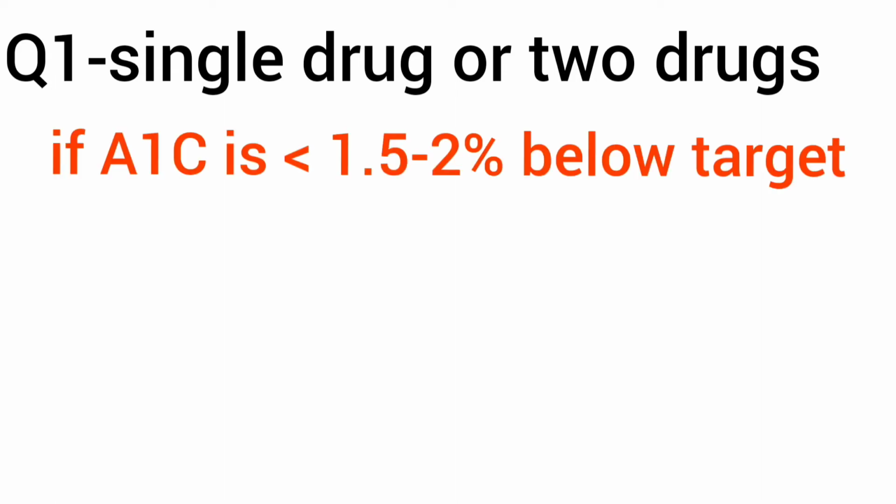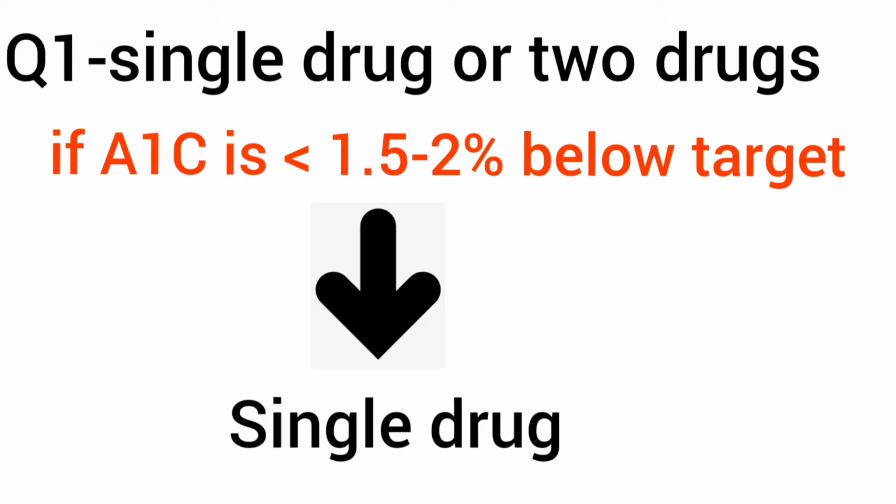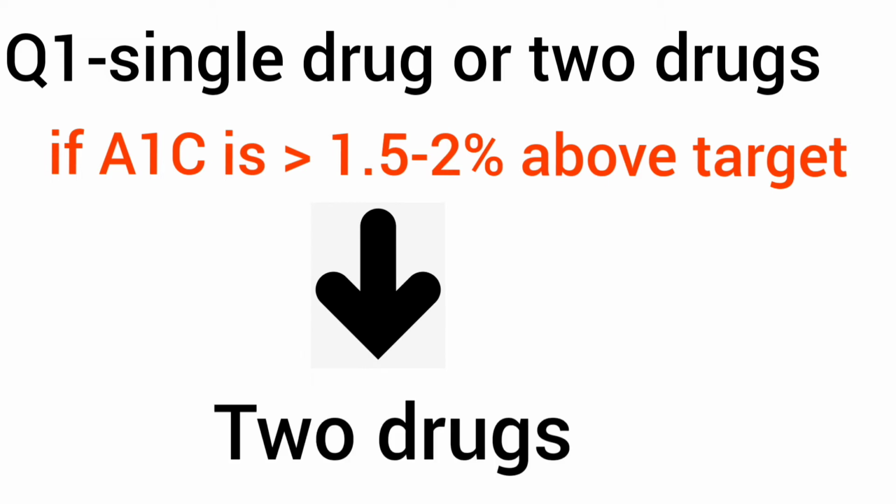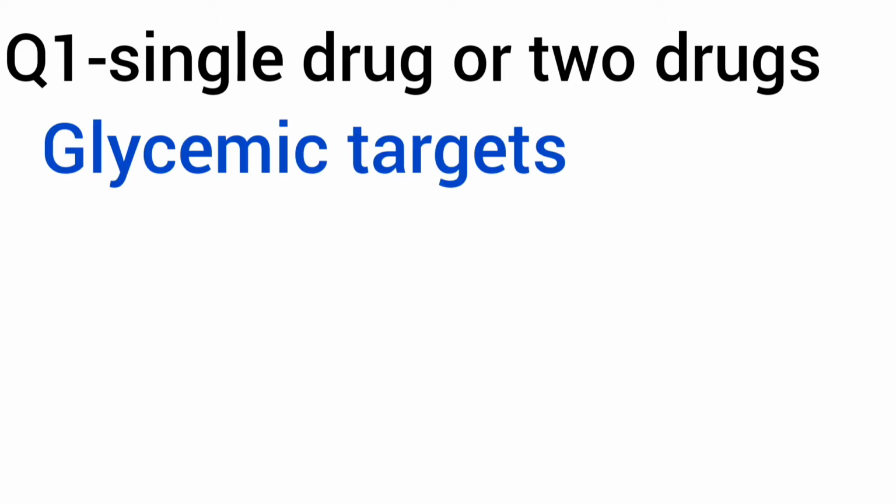So here comes our first question, whether to start a single drug or two drugs. There are so many trials, the results of which will eat your brain literally. But the ADA concludes that if the HbA1c is within 1.5 to 2% of the glycemic target, then you can start with a single drug. If HbA1c is more than 1.5 to 2% above the glycemic target, then you can start with dual combination or two drugs. But we must be familiar with what the glycemic targets are.